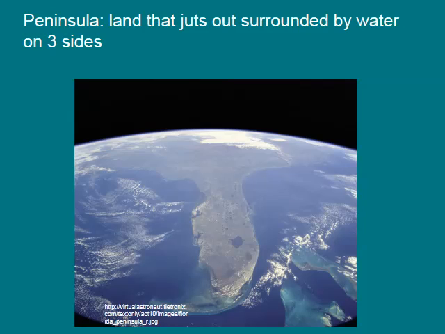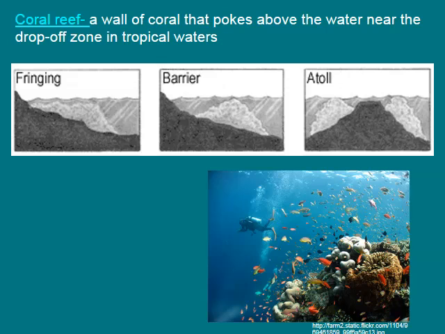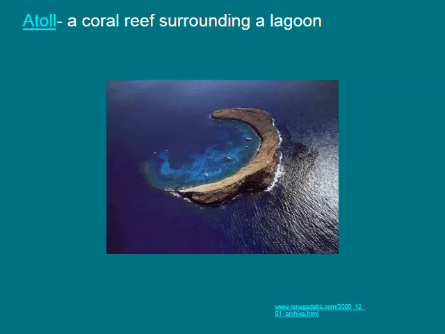A peninsula you should be somewhat familiar with, such as almost the entirety of the state of Florida, which is one big peninsula, surrounded by water on three sides and jutting out into a body of water. A coral reef, and there are different types, such as atolls, barrier reefs, or fringing reefs. Here's an atoll. As you can see, it makes a more circular structure, and we call those smaller areas of water lagoons.